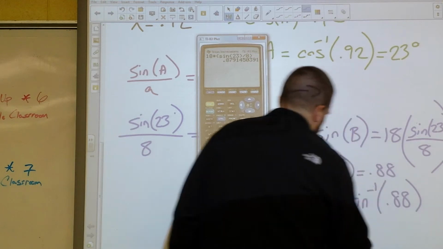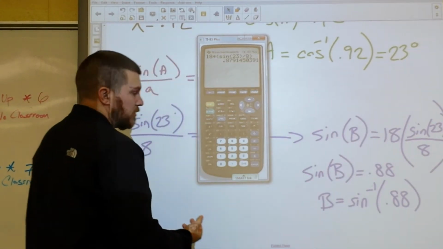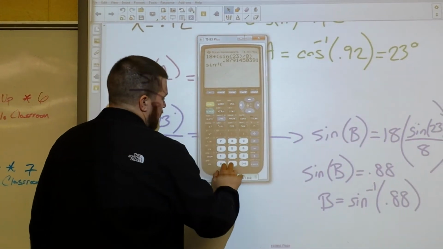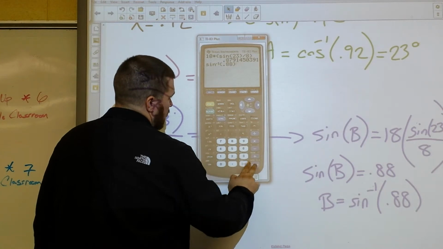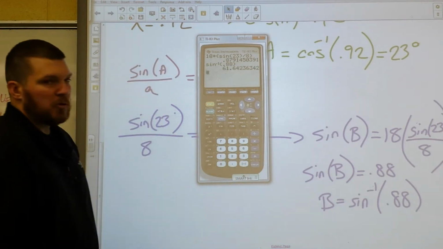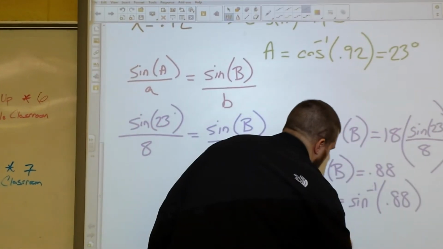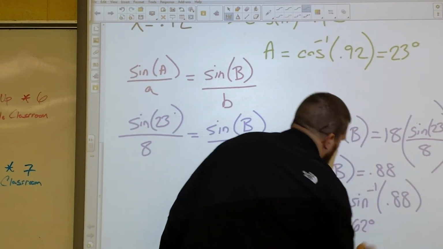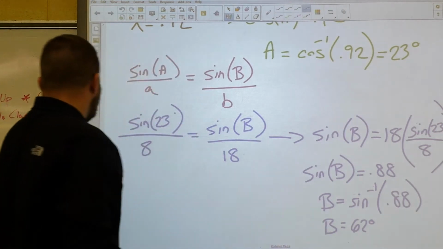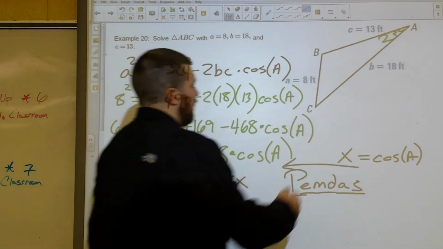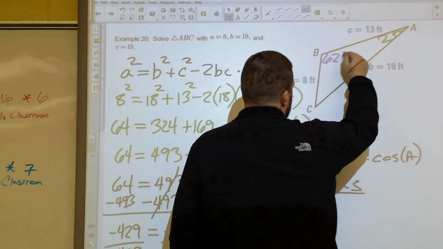0.88. So I'm using my calculator. I'm still in degree mode. So second sine of 0.88 equals about, I'm going to round to the nearest whole degree, so angle B is about 62 degrees. Great. So I'm going to go and plug in my picture. Angle B is 62 degrees.